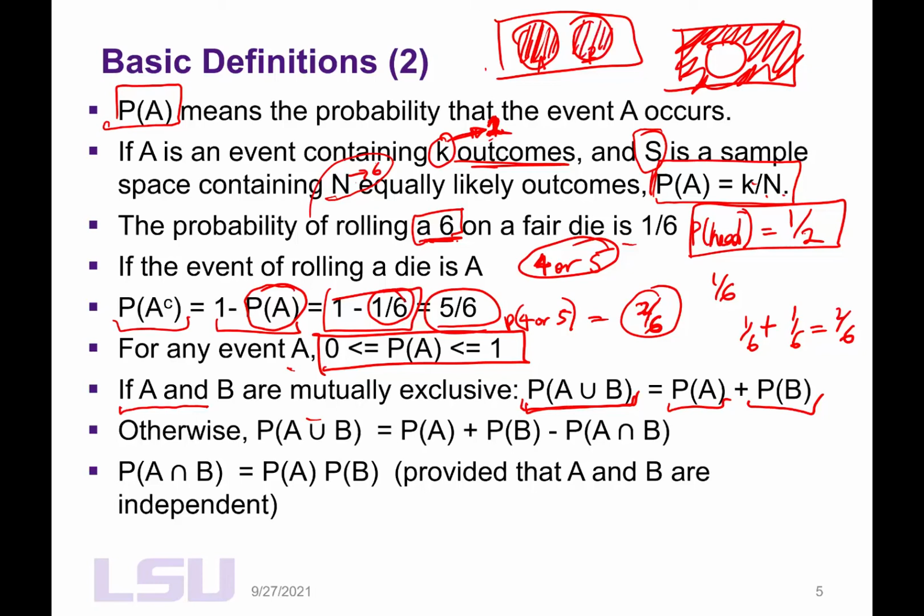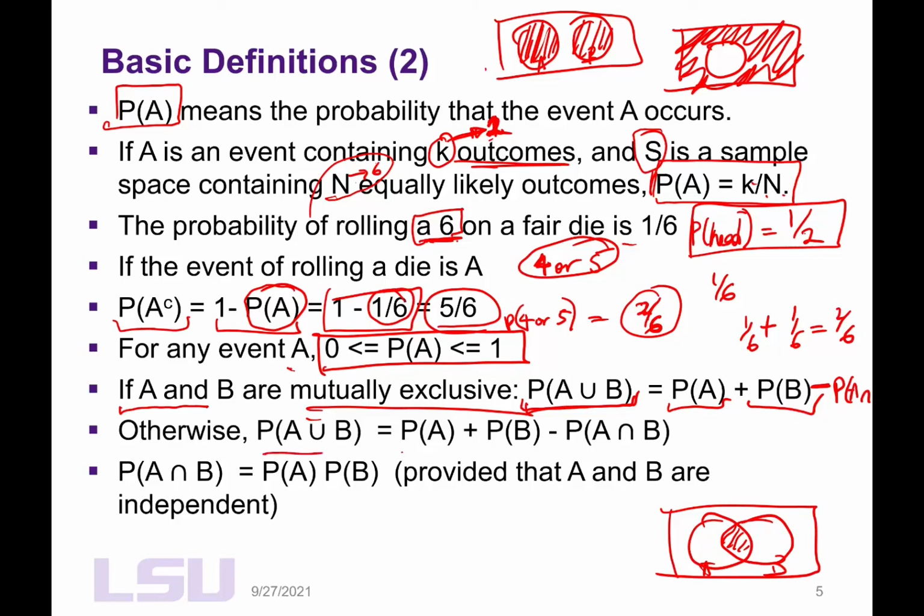Whereas if they are not mutually exclusive, meaning there is an overlap between A and B like we talked about previously, then you don't want to count this part twice, so you will need to take out the probability of A intersection B in that case. So this is the exact expression. We have taken out the intersection so you don't count it twice. It's part of A, it's also part of B.